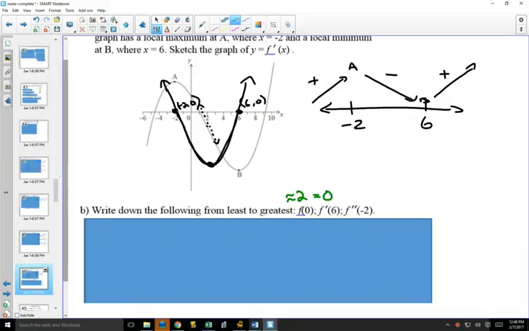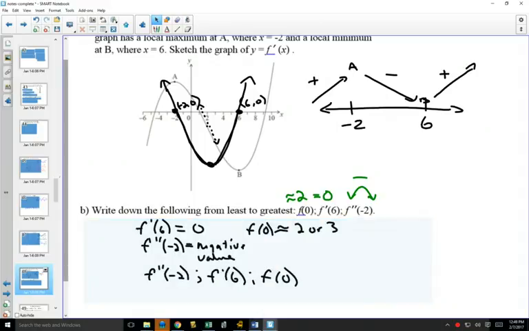F double prime at -2. At -2, what does f, the second derivative, tell us about? Concavity. At -2, can you see that things are concave down? Does that make you happy? No, it makes you sad. That means it's negative. So as far as ordering these from least to greatest, you'll know that f double prime is going to be negative, so that's your smallest one. F prime of 6 is equal to 0. And f of 0, we're just estimating it there. What we do know about it is it's a positive number.